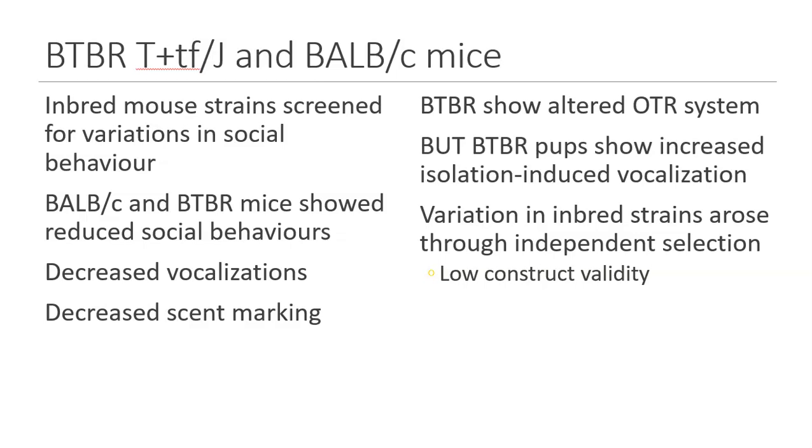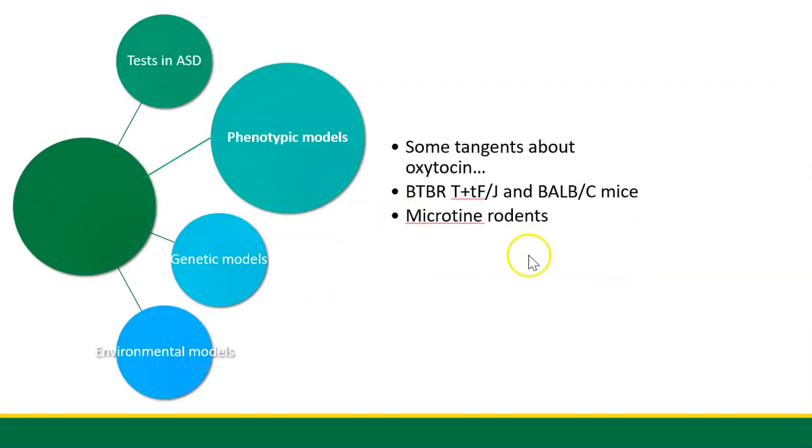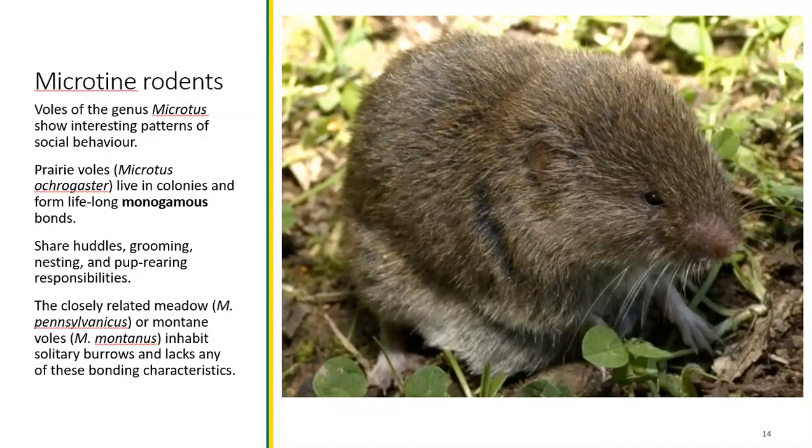Now, the last type of phenotypic models is the microtine rodents. These are rodents other than mice and rats, so really we're going to focus on voles mostly. The voles of the genus Microtus have very interesting patterns of social behavior. Specifically, the prairie voles are very interesting because they form monogamous bonds.